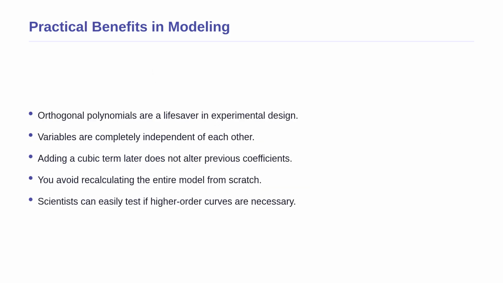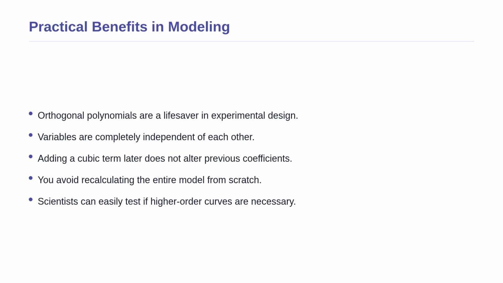This visual independence translates directly into massive practical benefits. Orthogonal polynomials are an absolute lifesaver in experimental design, agriculture, and manufacturing, where treatments are applied at equally spaced intervals. If you use raw polynomials, deciding to add a cubic term to a quadratic model forces you to recalculate all the previous coefficients from scratch because the variables are tangled together.